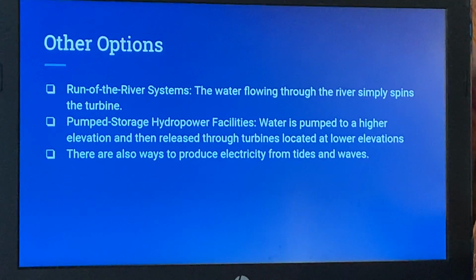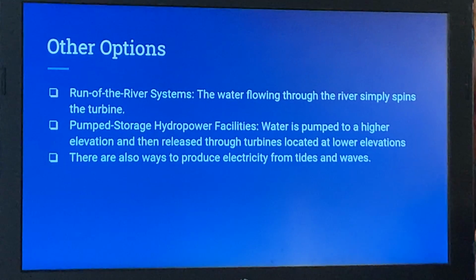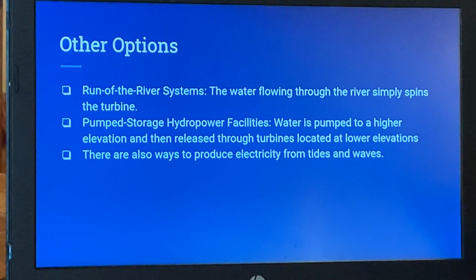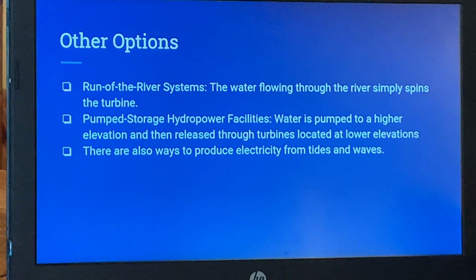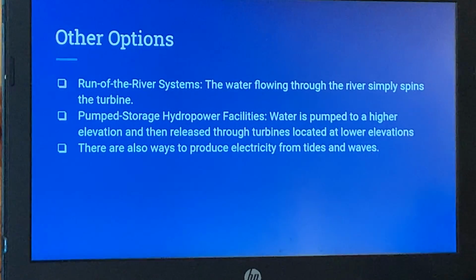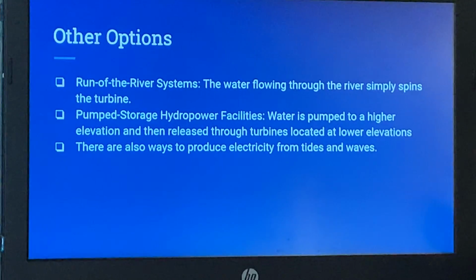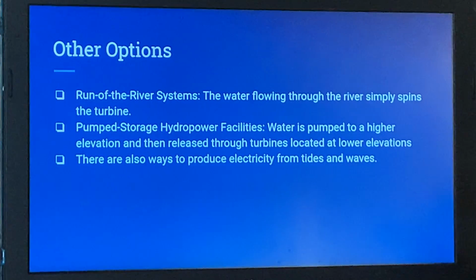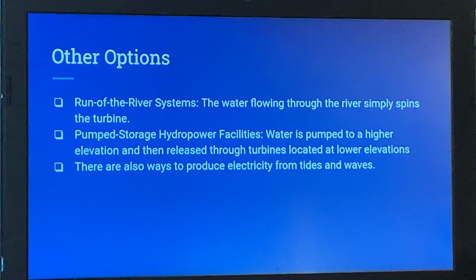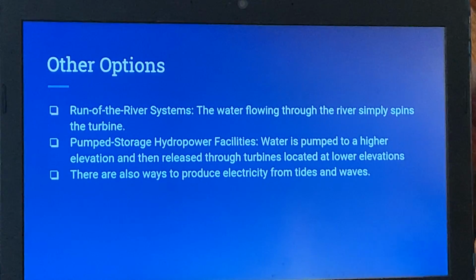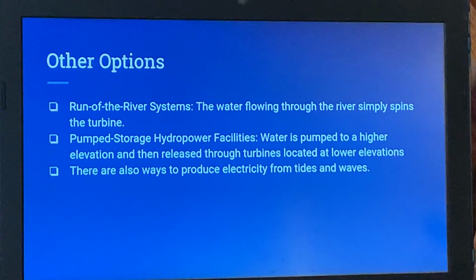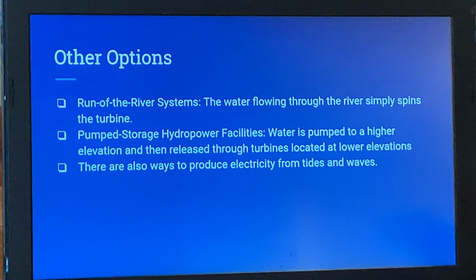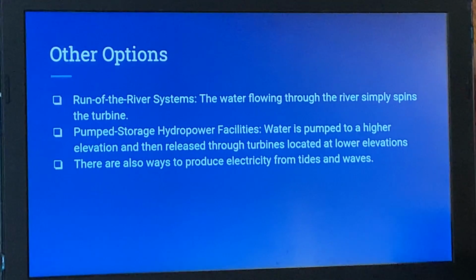So some other options. There are run-of-the-river systems, where the water just flowing through a river simply spins the turbine. And there are also pumped storage hydropower facilities, and in these systems, water is pumped to a higher elevation and then released through turbines located at lower elevations. And then there are also ways to produce electricity from tides and waves. These options are all similar, but the storage system using a dam is the most popular.